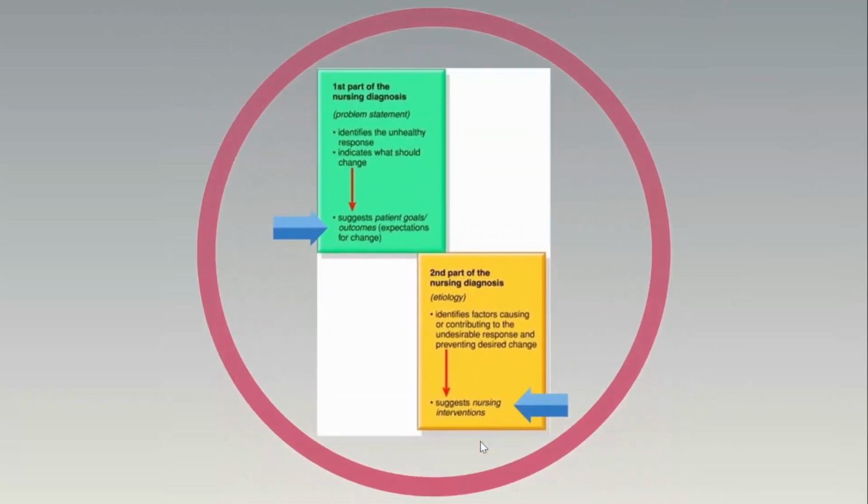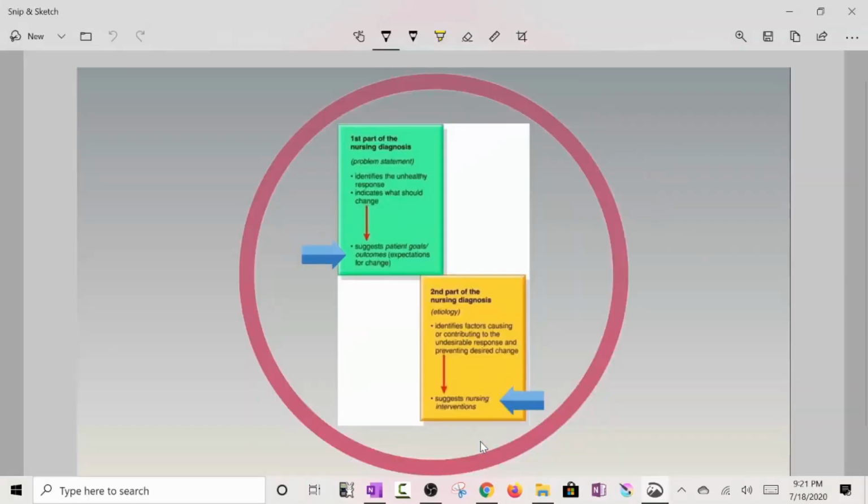Okay, so let's look at this picture here. Remember, the first part of the nursing diagnosis, the problem statement, remember, Miss Carla Tompkins was acute pain. Her acute pain, then, what this is saying, is going to suggest the patient goals. So a goal for acute pain, for me, if it were me, would be a reduction in pain. So a decrease in pain.